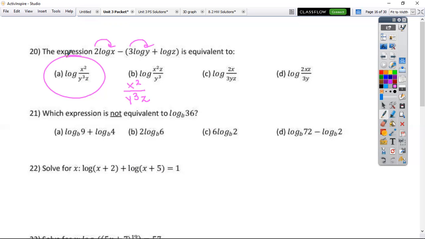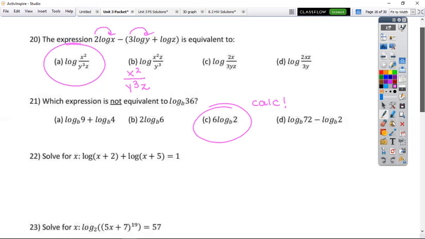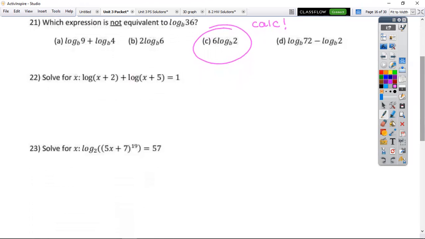Number 21, I'm going to skip. That's just calculator. All you would do is type those in. I'm thinking the only one that's not going to be equivalent if you type these in should be this one. Okay, but this is just calculator. You guys have that available now, so we don't really need to do that. All right, so 22. I want to do just 22 and 23 and then stop.